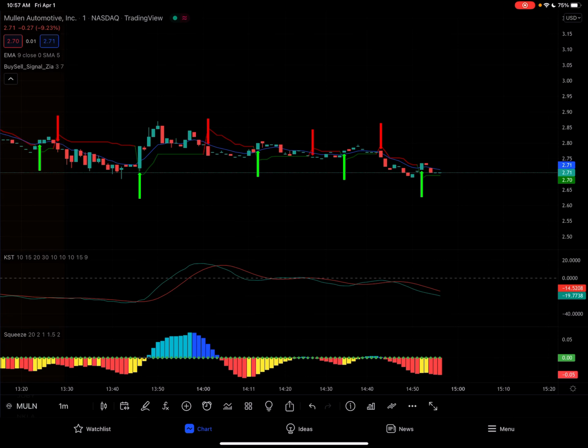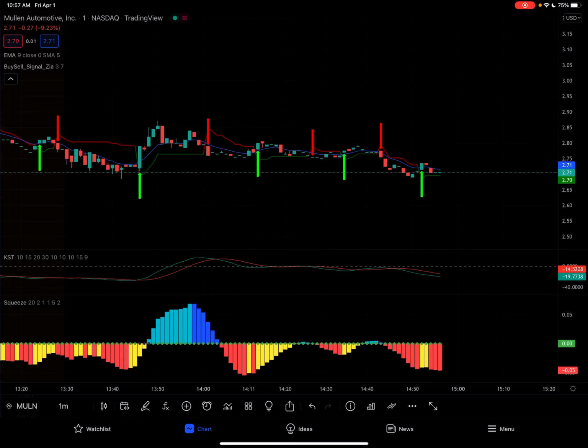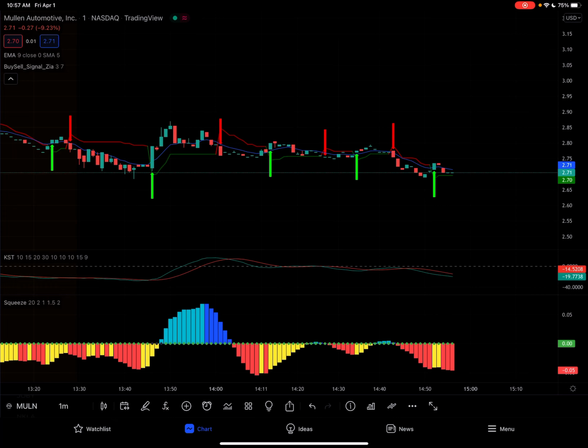All right, and then this bottom indicator I have here is the squeeze indicator, the TTM squeeze. A lot of people use this. A lot of people like this. Essentially, when the bars are that light blue color, that's buyers are in charge. Buying momentum is there. When it turns to a darker blue, that's saying the buying momentum is slowing down.